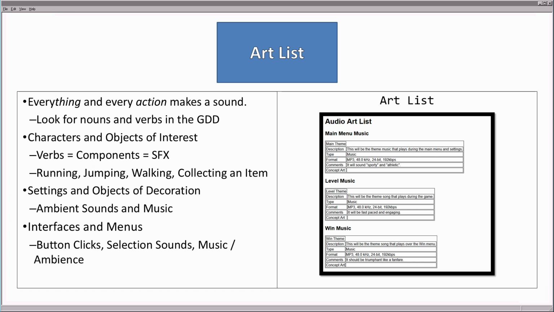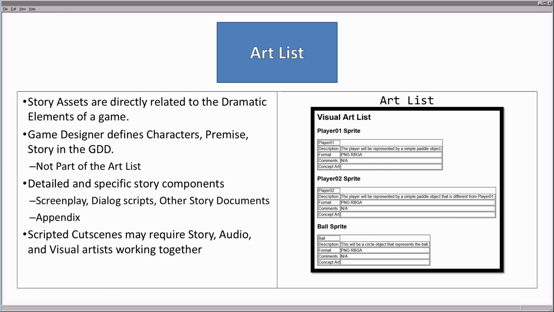It can be easy to overlook the importance of sound, but when it is not done correctly, the player notices. This attention to detail can make or break the entire experience. We can also have a section in the art list for assets related to the story. However, some of these details are not exclusively found in the art list. Story assets are directly related to the dramatic elements of a game.